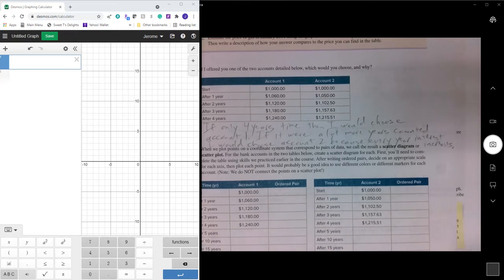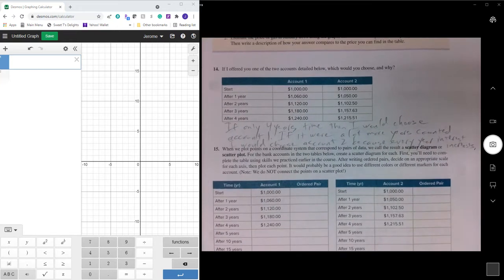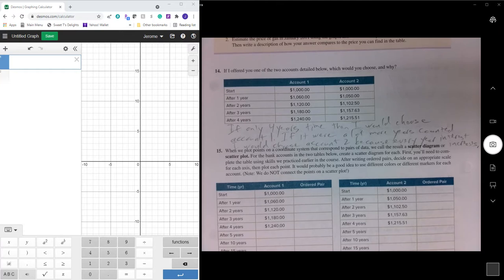Yep, every year interest increases, which means over time it will overtake account one. So that would be my choices.